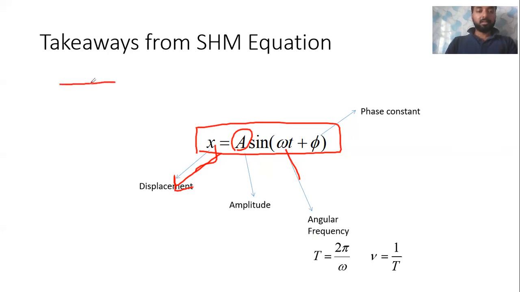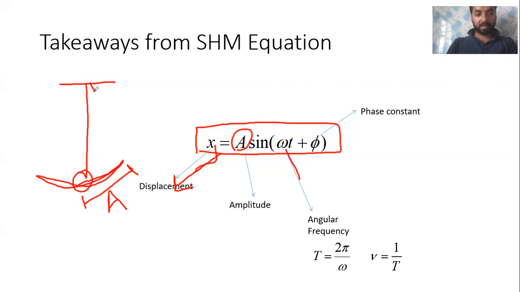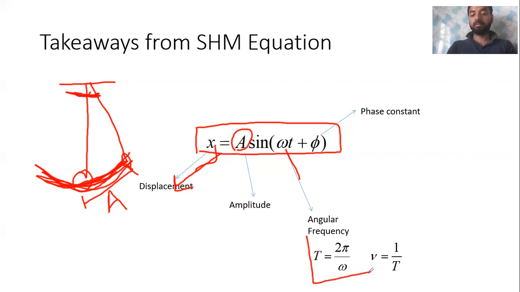Now see, if the bob is oscillating like this, this displacement from the mean position to the extreme position is your amplitude. At each instant the bob is changing its angle from the point of suspension, so the angle is continuously changing. The rate of change of angle is your angular frequency.